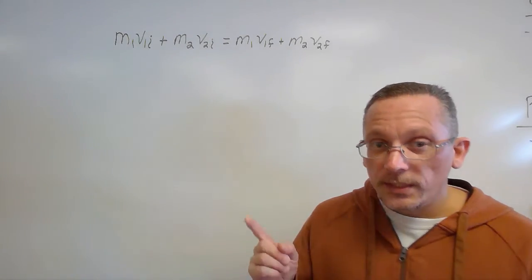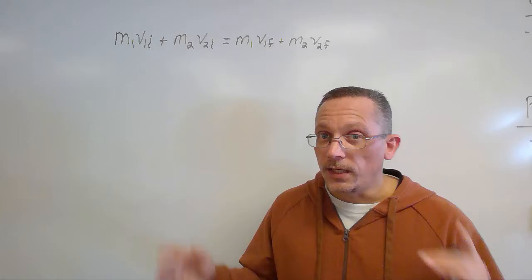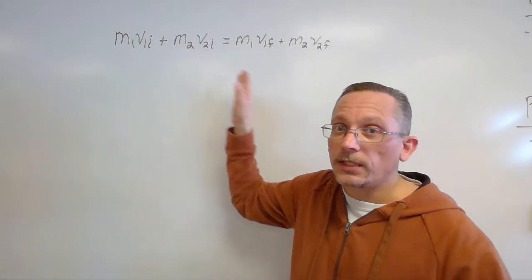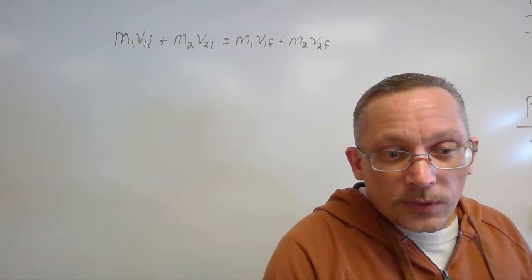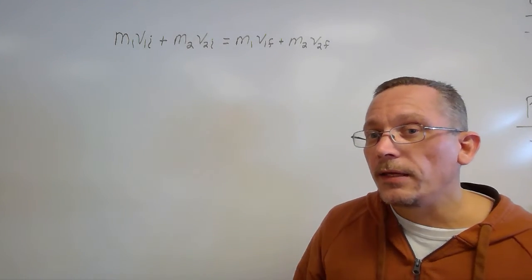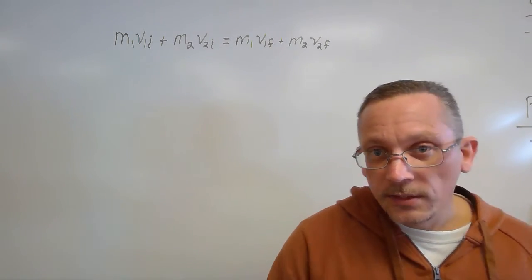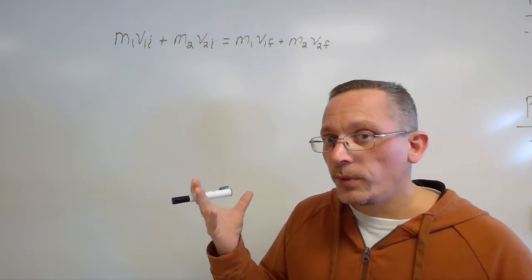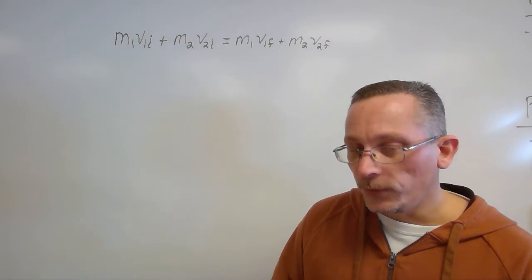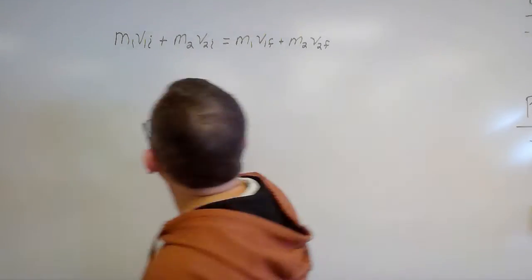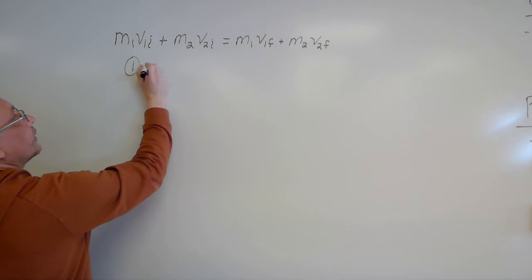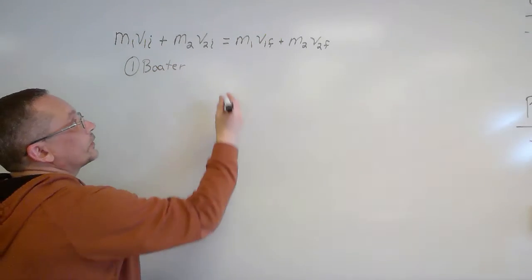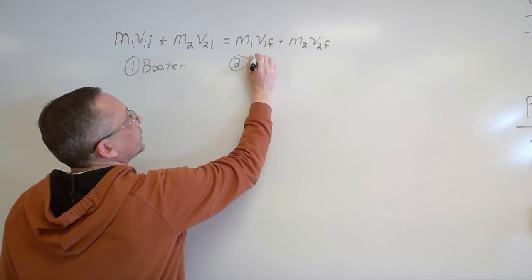So let's take a look at this. The first thing we need to do is identify what our two objects are. What I like to do is write down two lists, one list for the first object and one list for the second object. Here in my example, I have a boater and a boat, and those are my two objects. I'm going to pick one to be object one. It doesn't matter which one is object one and which one is object two. Just pick one to be object one and the other one to be object two. So I'm going to say object one is the boater, and object two is the boat.